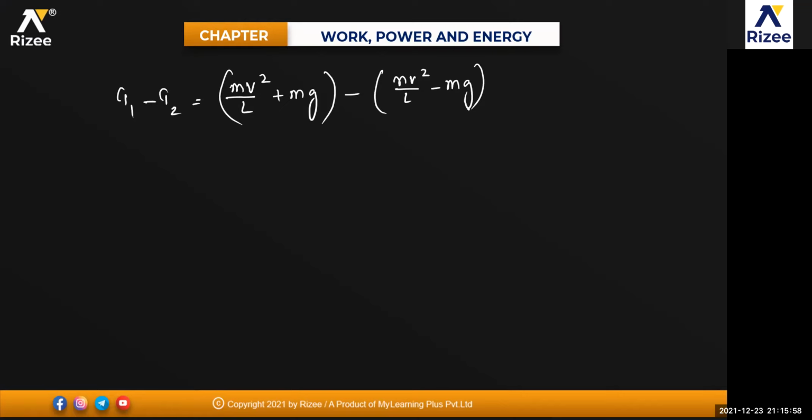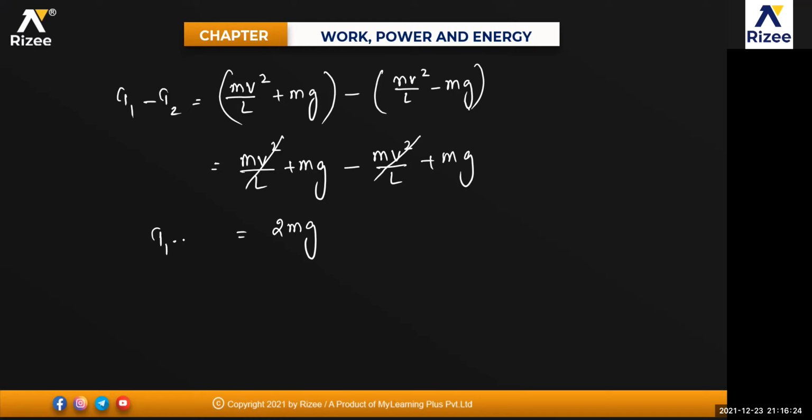So T1 minus T2 will be equal to how much? This is positive, this is negative. So this will become for me m into v square divided by L plus mg minus m into v square by L plus m into g. This one and this one will get cancelled. This will become 2 times mg. So the difference in the tension will be equal to 2 times mg. Clear?